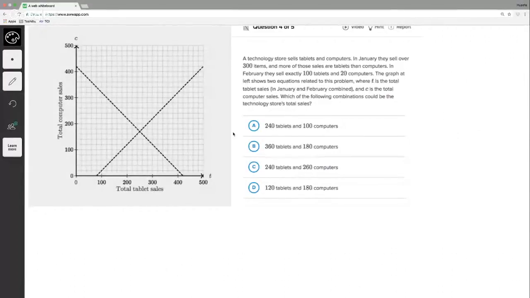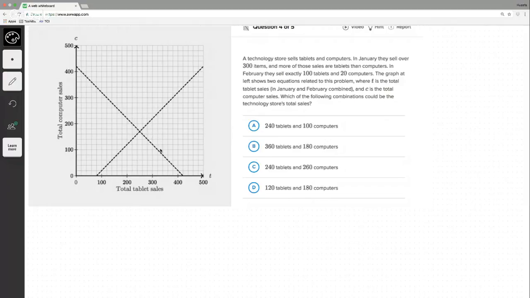All right. A technology store sells tablets and computers. In January, they sell over 300 items, and more of those sales are tablets than computers. In February, they sell exactly 100 tablets and 20 computers. The graph at the left shows two equations related to this problem, where T is the total tablet sales. We have that on our x-axis in this case, almost like a t-axis, and C is the total computer sales on this axis. Which of the following combinations could be the technology store's total sales?